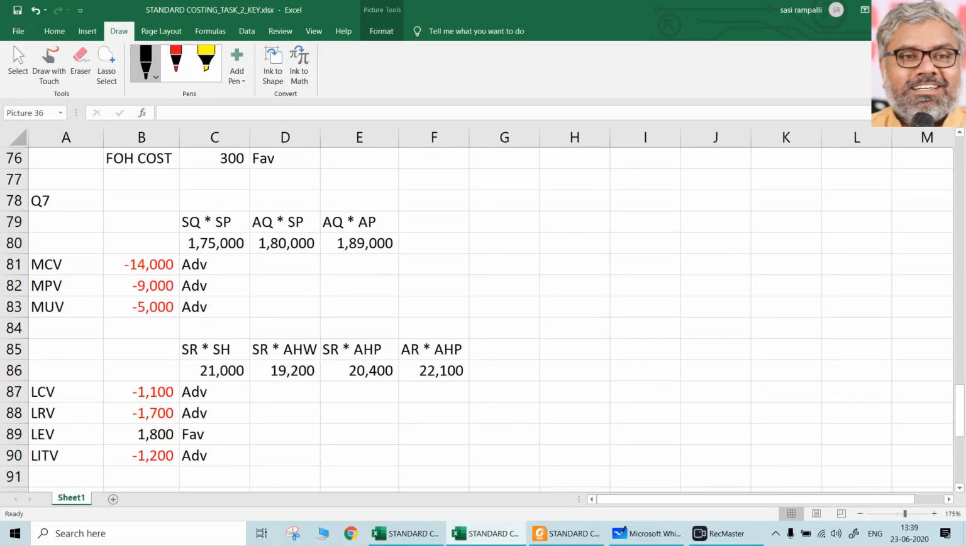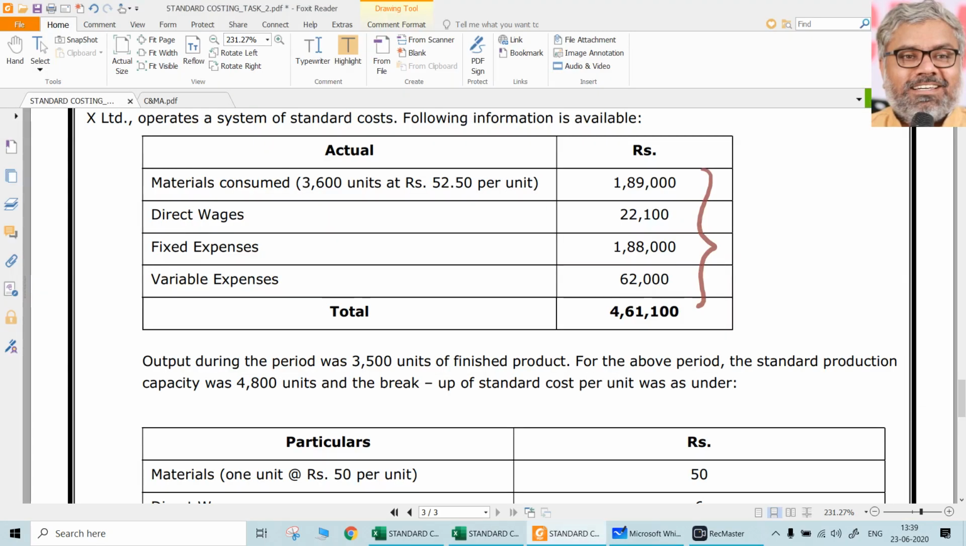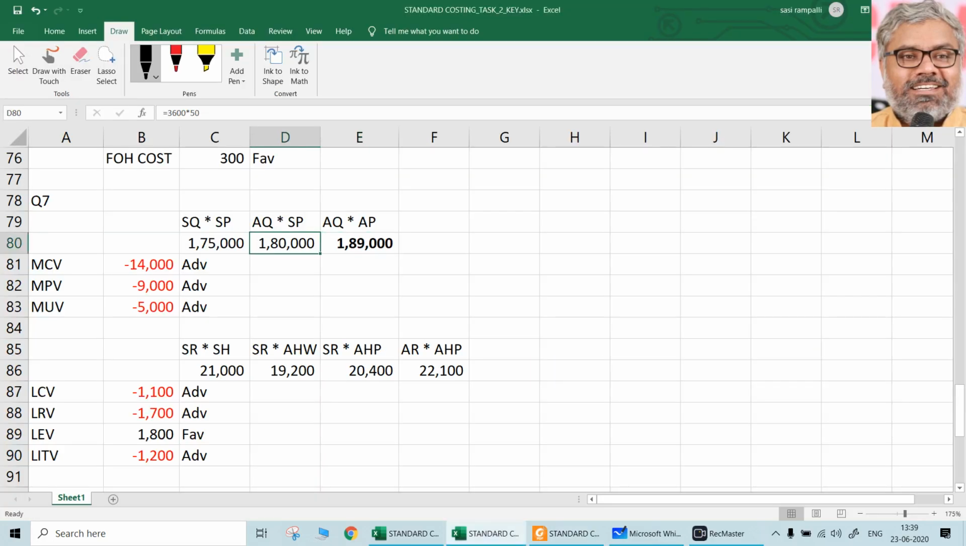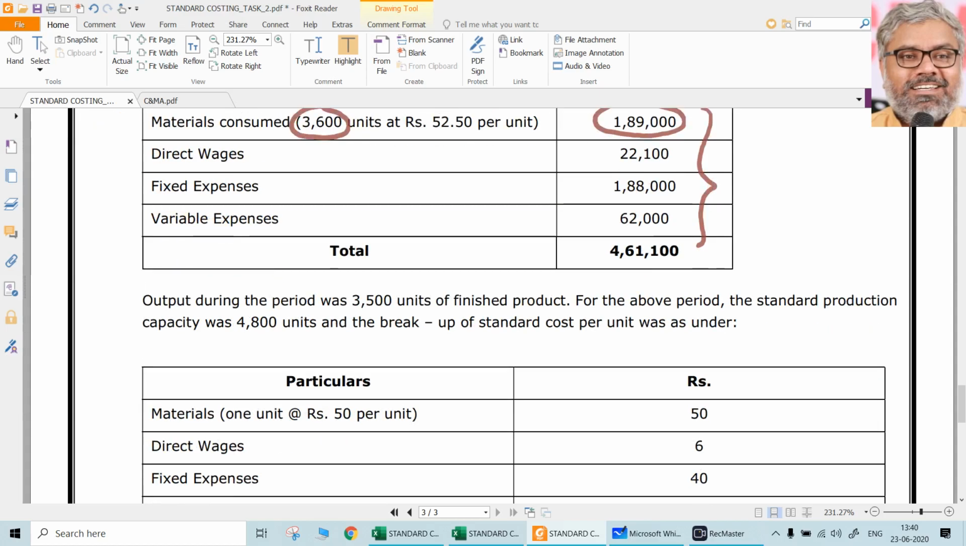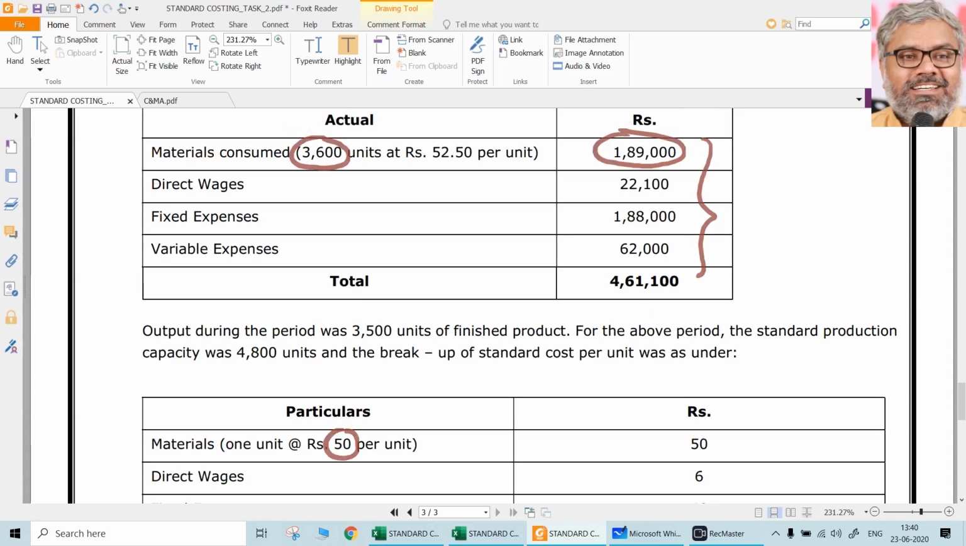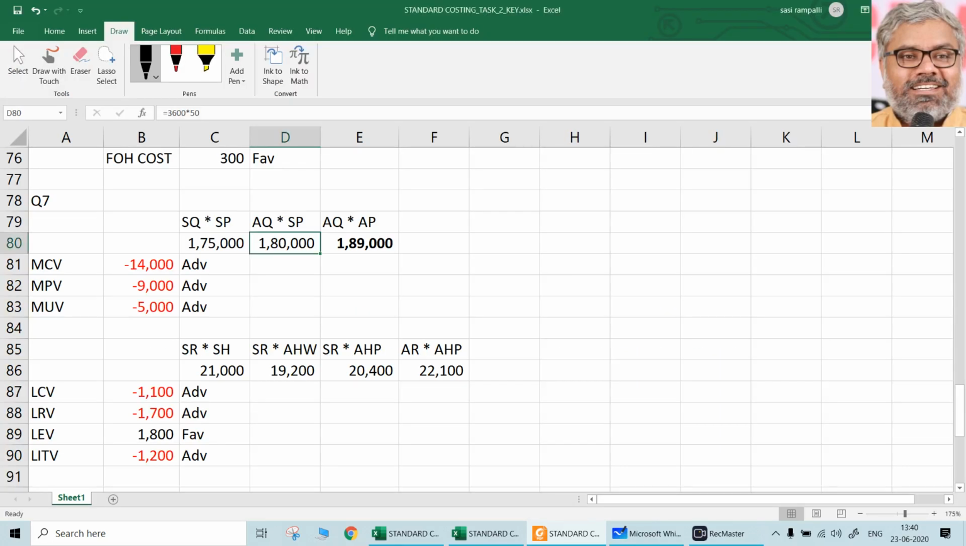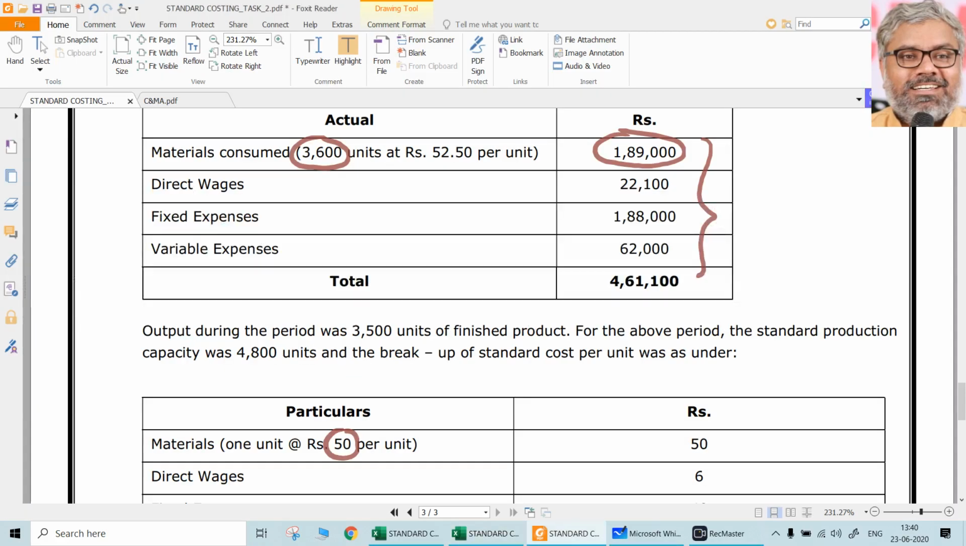So one by one, if you see material variances, first of all, AQAP is already given. That is 1,89,000. So nothing for us to be specially calculating it. It is already known. Then AQSP. AQ, actual quantity of material consumed, is 3,600 units, and standard price is 50 rupees per unit. So 3,600 into 50 gives us 1,80,000 rupees.